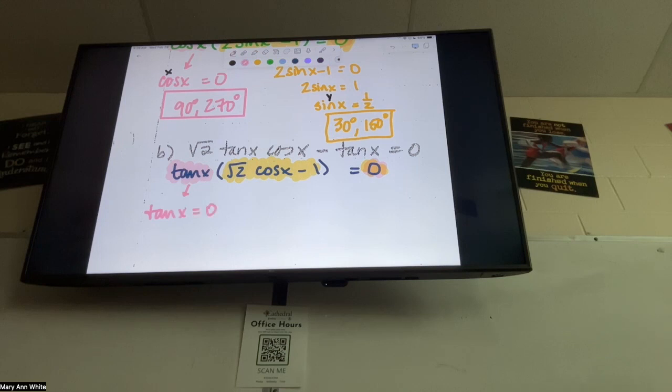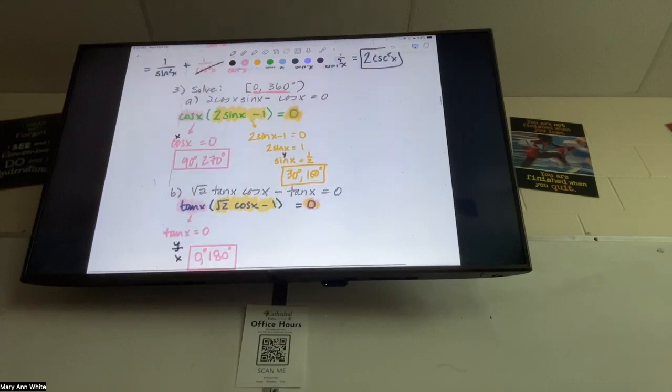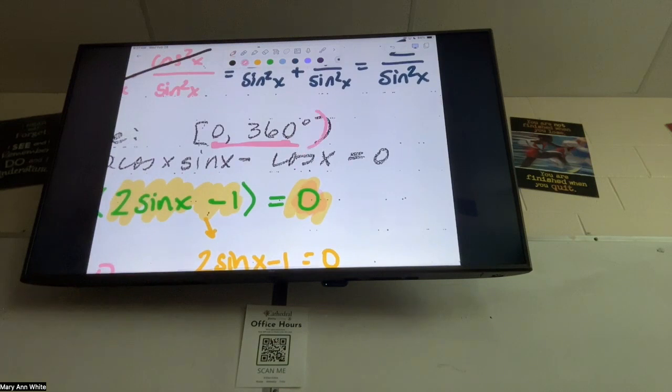So when I ask myself tan x equals 0, I'm thinking, okay, y over x equals 0. 0. And then what's the other angle that has a y of 0? 180. I'm going to notice that the range up here has a parenthesis with 360, so we're going all the way up to it, but we don't have to include it.